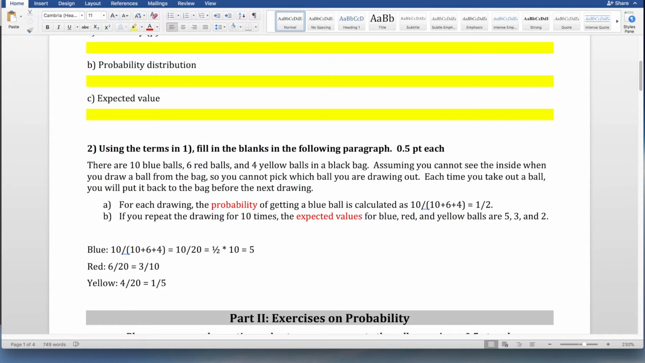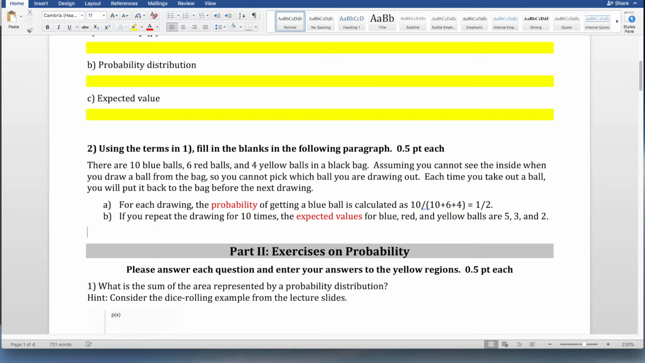For the red, we would multiply it by the 10, so the 3 over 10 by 10, which gives us that value of 3. So for the 10 times we were drawing, we would expect 3 of the balls drawn to be red. And then lastly, for yellow, we would do 1 over 5 times 10 to give us a value of 2. So with that repeated drawing of 10 balls, we would expect 2 of them to be yellow. And so this isn't something you need to do right now. It just is to help explain what these values mean to you.